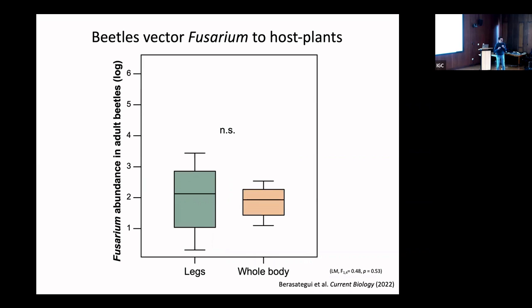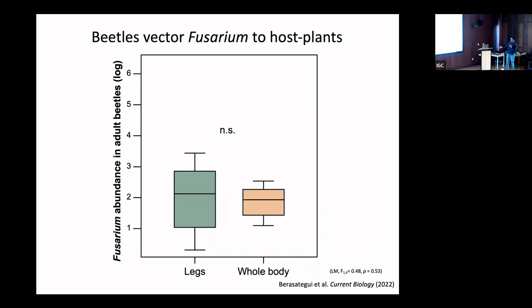The symbiont is very conspicuous at the pupal level, but not so conspicuous at the adult stage. Where is the symbiont hanging out on the adult to facilitate that vectoring role? And what we did here was quantify symbiont abundance in the whole beetle compared to its appendages. One of the first points of contact for a newly eclosed beetle is its feet, right? It's walking around onto a new plant. And we wondered whether these appendages, and we define legs here as from the coxa all the way to the tarsal pads. And we found that legs and appendages are representative of the symbiont population in the whole beetle.